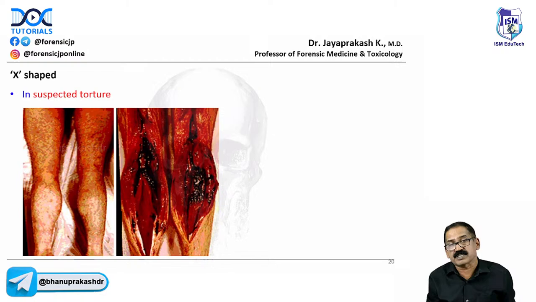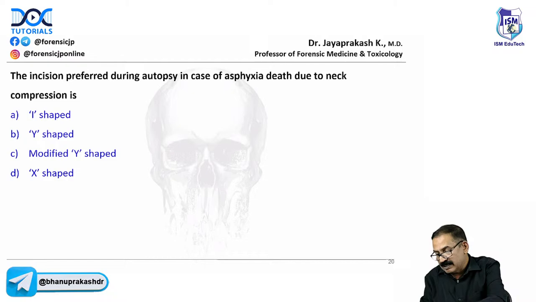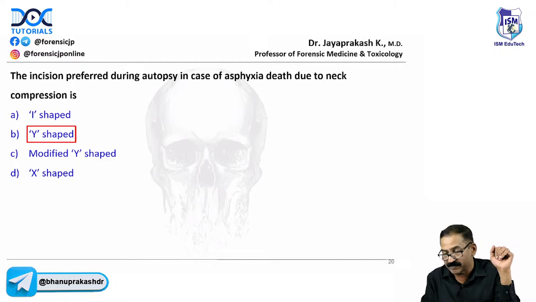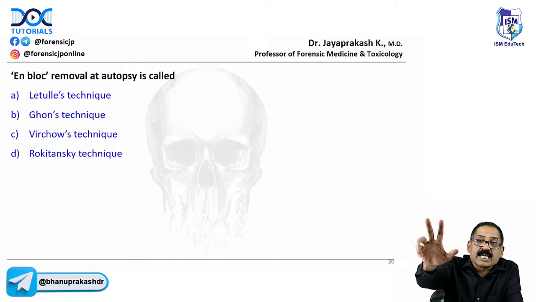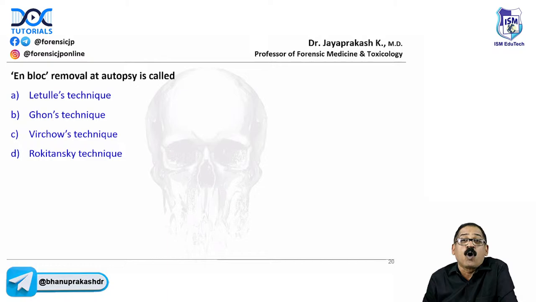Okay. Now, the incision preferred during autopsy in case of asphyxia, death due to neck compression is? My answer is Y-shaped incision. Another controversy again people created, because of the ignorance of English. Let me tell you. En bloc removal of autopsy is called, majority of the people say, Gons technique. That is wrong. En bloc is Letulle's.